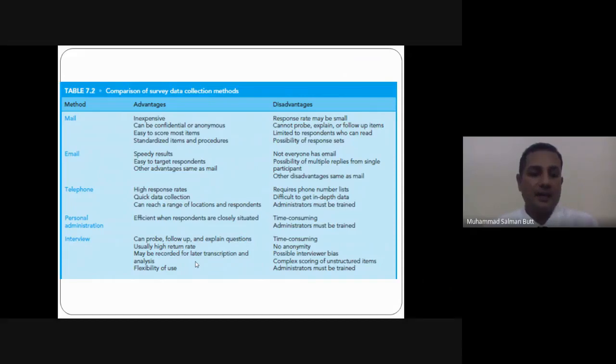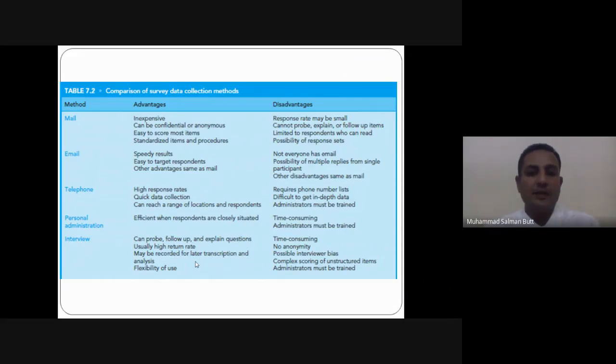And then the next method is the telephone one, which has a high response rate as you can engage your participant at the time of filling the questionnaire. So there is a possibility that you can engage the participant in getting your questionnaire filled, and it will be a quick data collection and can reach a range of locations and respondents.